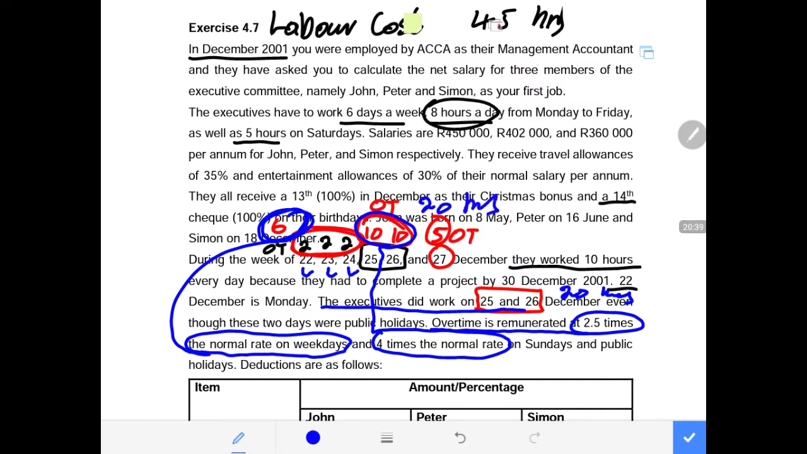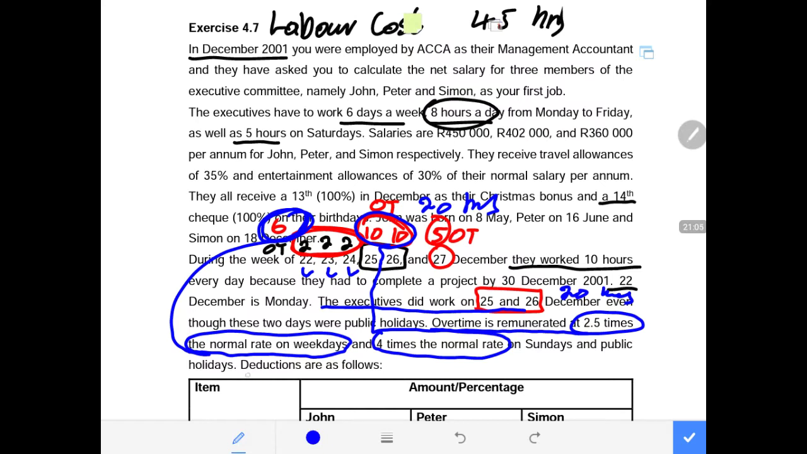But the one that is 2.5 times, we can clearly see, is only 6 hours: 2 extra hours over and above the normal hours on Monday, 2 extra on Tuesday, 2 extra over and above the normal hours on Wednesday, which makes a total of 6 hours between Monday to Friday, or during weekdays.